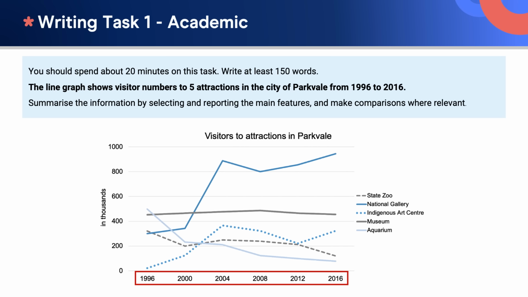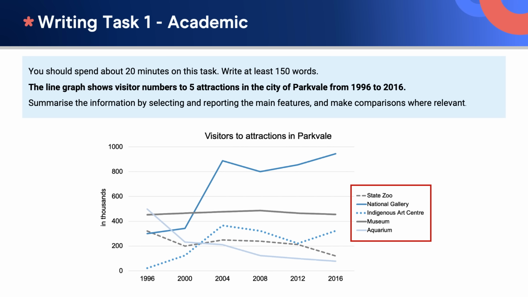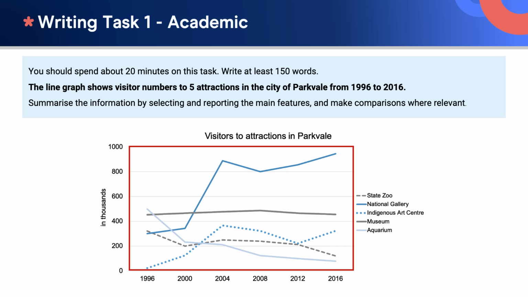Next, look along the bottom at the horizontal x-axis. It shows the years over which the data was collected. What does each of the lines on the graph represent? Look at what's written on the right. 5 attractions in Parkville. Look at the trends first, not the specifics.